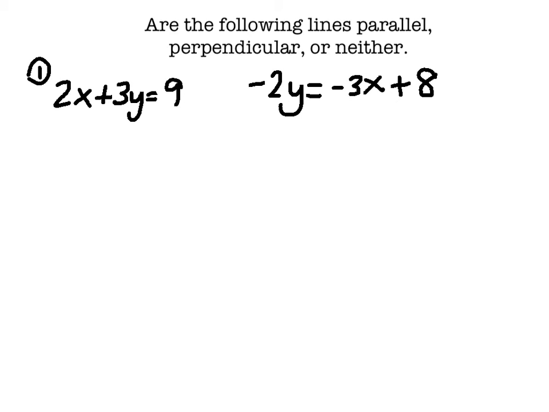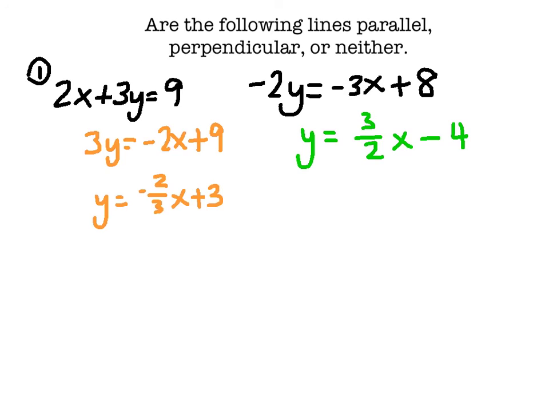Okay, in this last example we have, are the following lines parallel, perpendicular, or neither? In order to determine this, I need to get their slopes and compare those slopes. And in order to do that, I have to solve each one for y to get the slope from it. So what I've done here is I moved the 2x to the other side of the equation, making it -2x. And then I divided by the 3, giving me -2/3 x plus 3. So the slope in this case is -2/3.